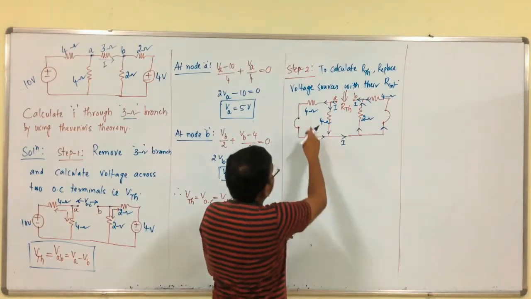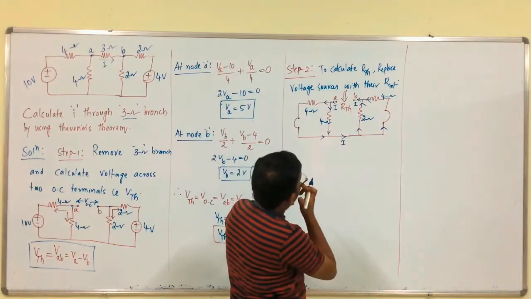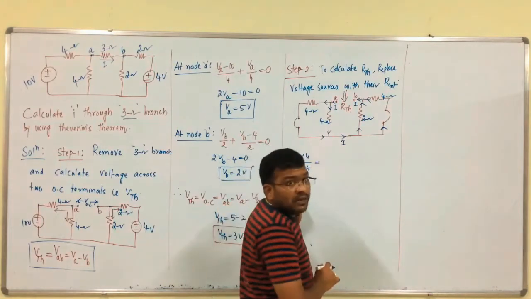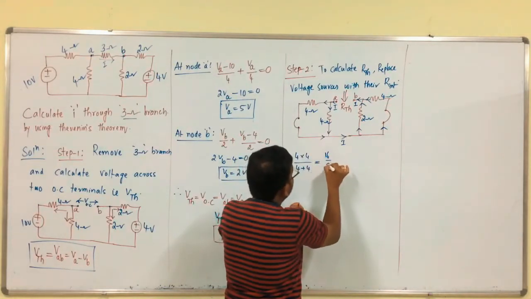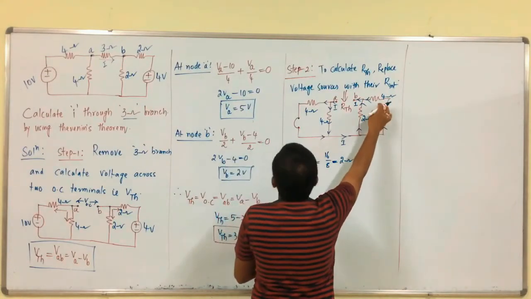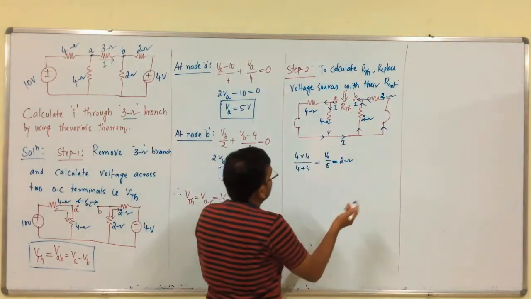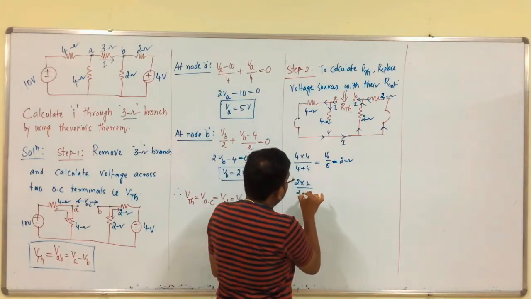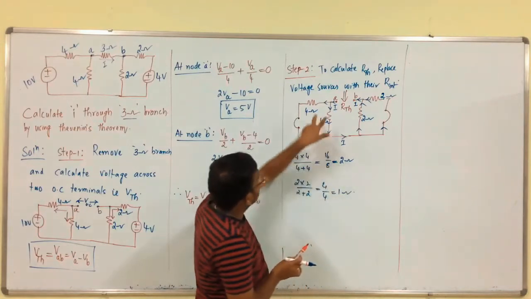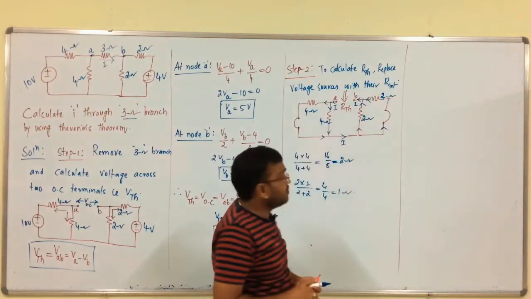First, we have to calculate this part, that is 4 into 4 by 4 plus 4, R1 R2 by R1 plus R2, that is 16 by 8, which equals 2 ohms. Now, this is 2, this is 2. So, 2 into 2 by 2 plus 2, which equals 4 by 4, which equals 1 ohm. So, for this the equivalent resistance is 2 ohm. For this the equivalent resistance is 1 ohm.